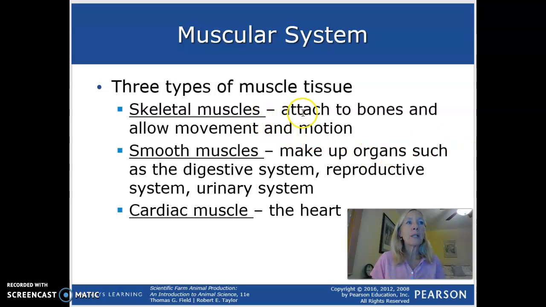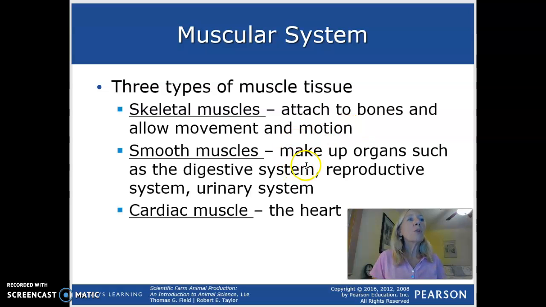You have skeletal muscles, those attach to bones and allow movement and motion. Skeletal muscles are the primary muscles that we consume as food. So when you eat a T-bone steak, you are consuming a skeletal muscle. It attaches to the backbone and basically the ribs where the loin is.